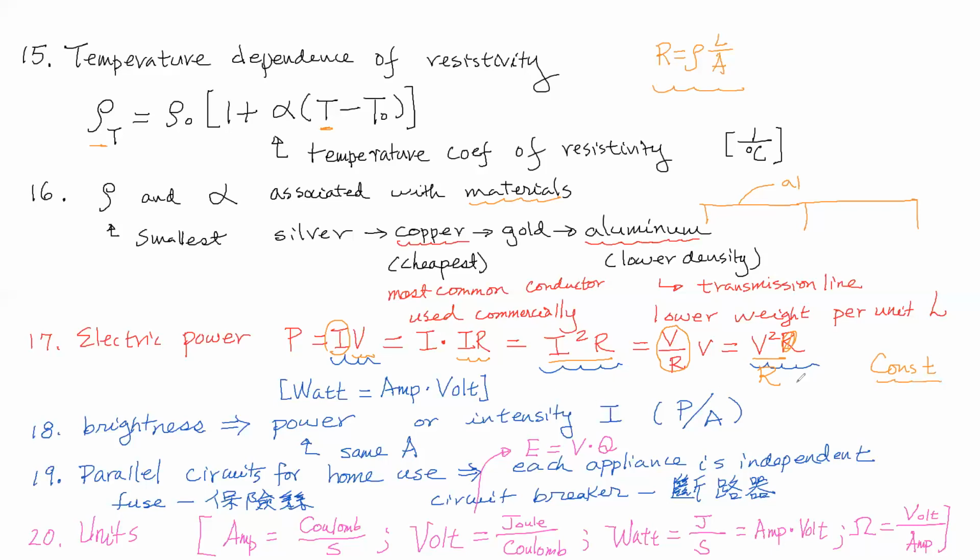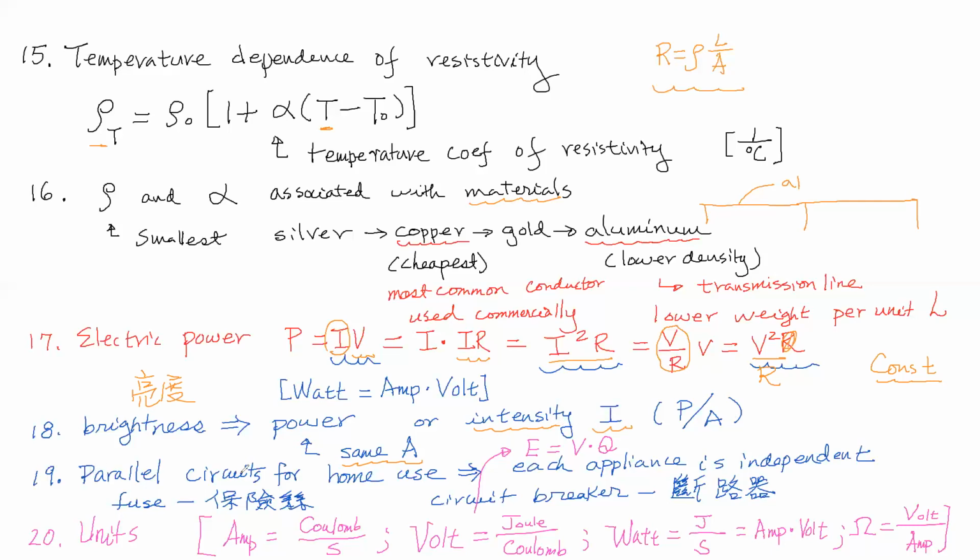And what do you want to compare? Brightness. So it's the power. If your area is the same, then you can use power to represent brightness. If the area is not the same, then brightness is the intensity. So P, power, divided by area. And this I is not current, it's the intensity.